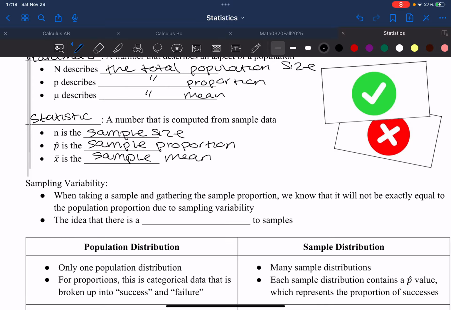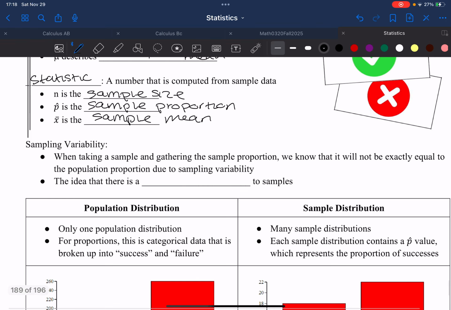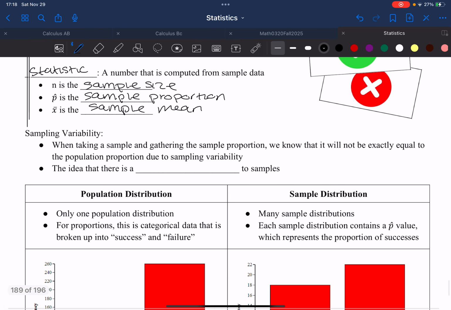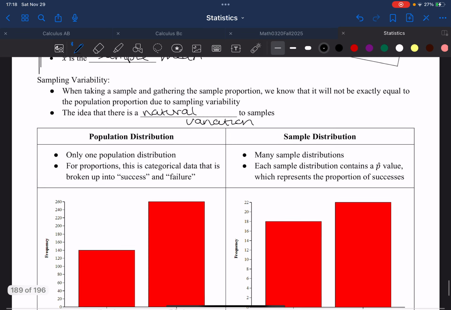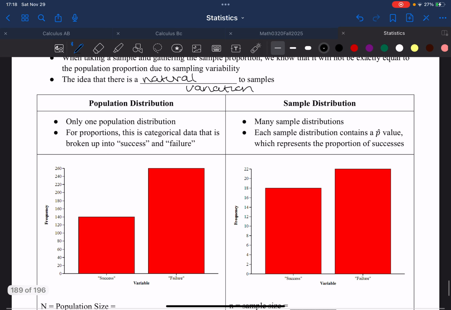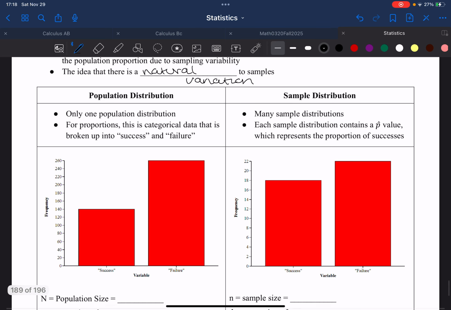When taking a sample and gathering the sample proportion, we know that it will not be exactly equal to the population proportion due to sampling variability. The idea is that there is natural variation to samples. So we're going to look at both of them here: a population distribution versus a sample distribution.